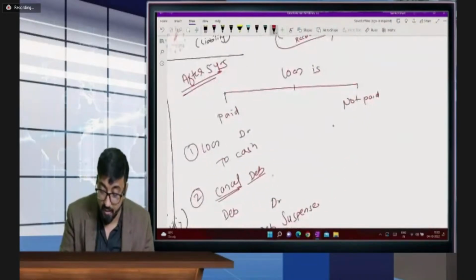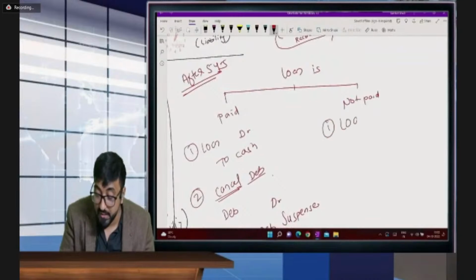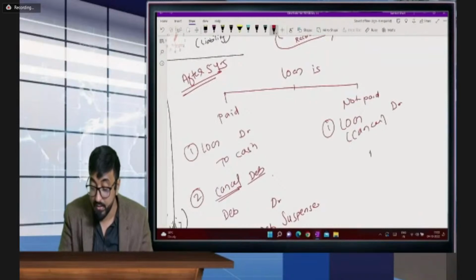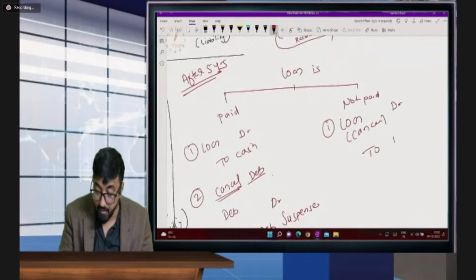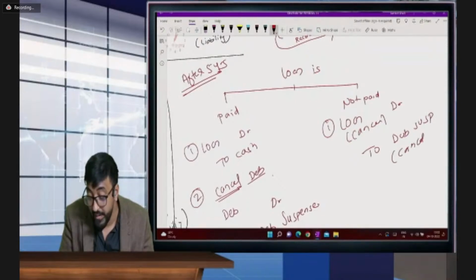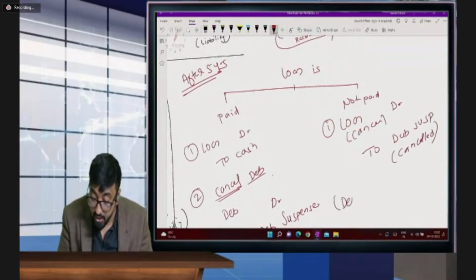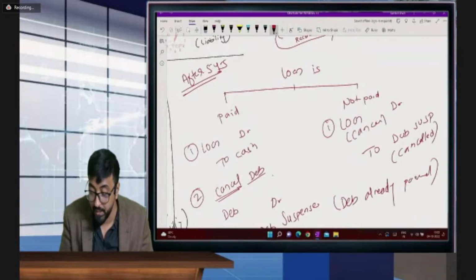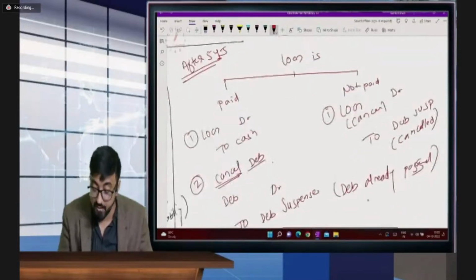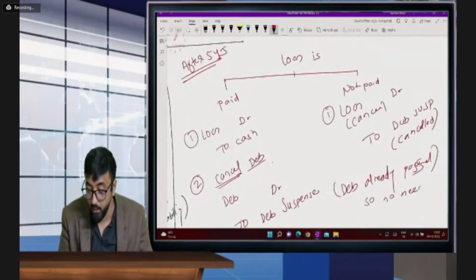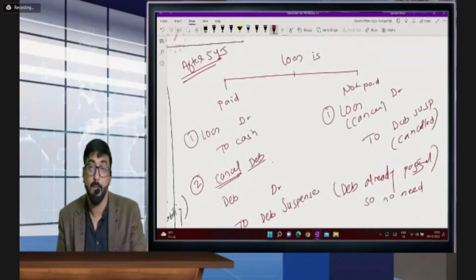And not paid, then beta, loan is going to cancel. Loan cancel. साथ में debenture suspense is also cancelled. And debentures already passed. So no need of extra entry.